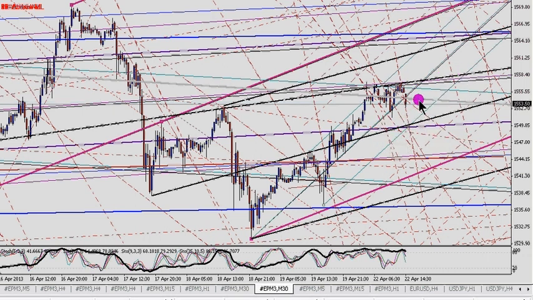Finally, we may get a pattern that owes itself to the reaction lines or the median lines, a triangle, a wedge. All of these patterns take on completely new meanings when you start to use these lines.